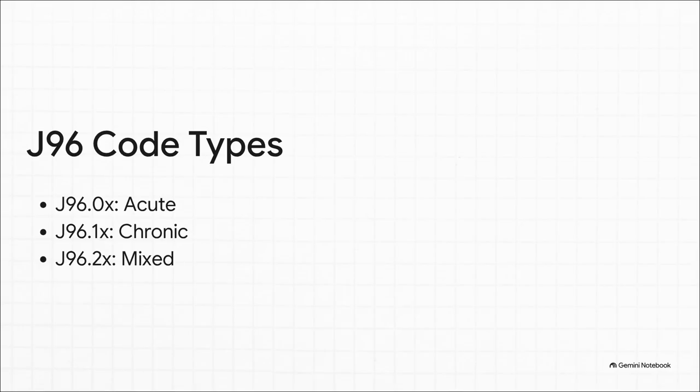If it's acute hypercapnic, it's J96.02. For chronic cases, you utilize J96.11 or J96.12 respectively. And if a patient with baseline chronic failure suffers an acute decompensation, you use the mixed acute on chronic codes, J96.21 or J96.22. Listen, vague documentation simply will not cut it here. You cannot code what the doctor doesn't write.